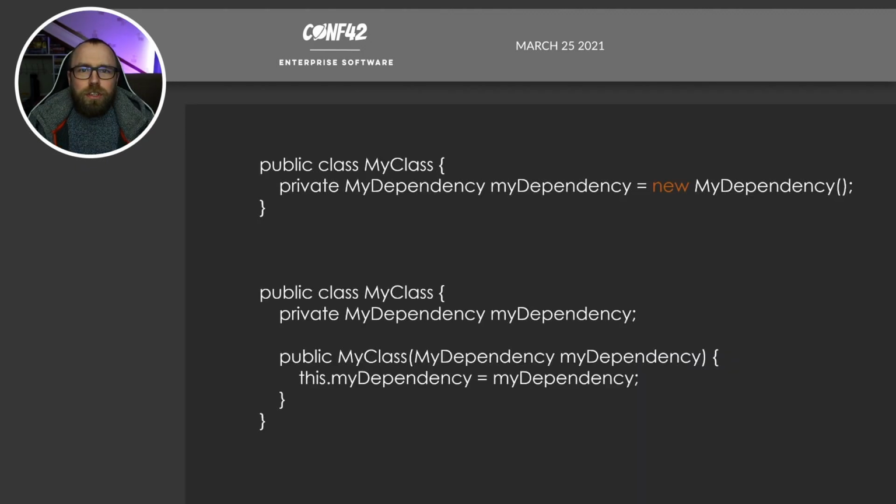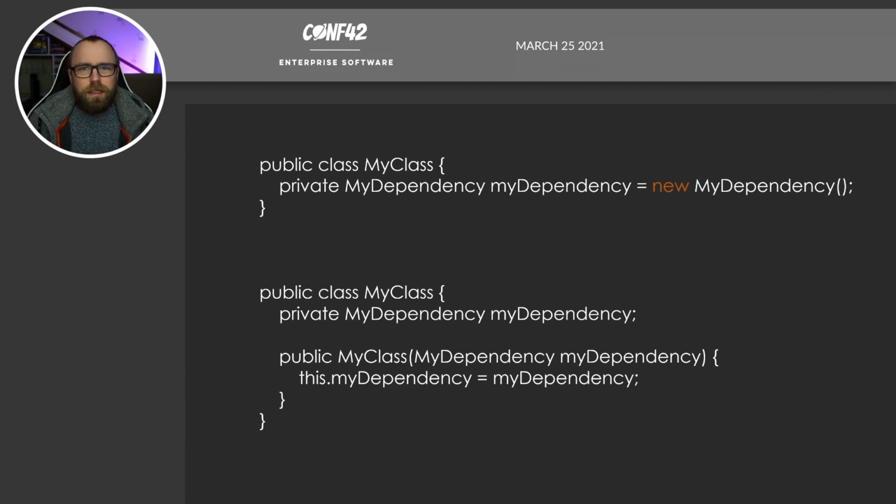Let's have a little code example which illustrates this a bit better. The top example doesn't make use of inversion of control because MyClass has a dependency on MyDependency, and it instantiates it with the new keyword. And technically there's nothing wrong with this. It works. But if you look at the second example, you see that the dependency is passed through the constructor instead of it being instantiated within MyClass. And this is making use of inversion of control.